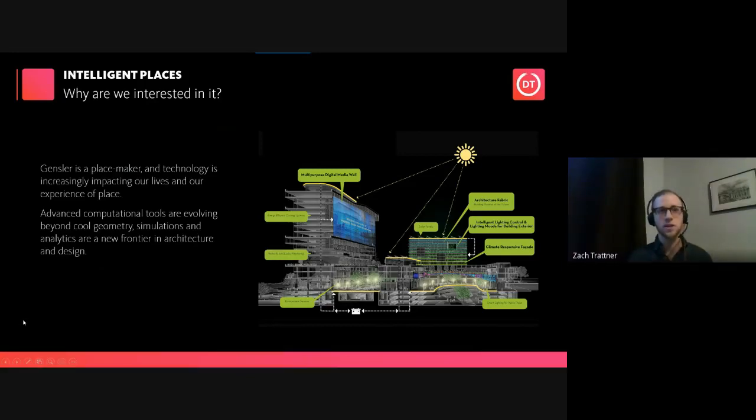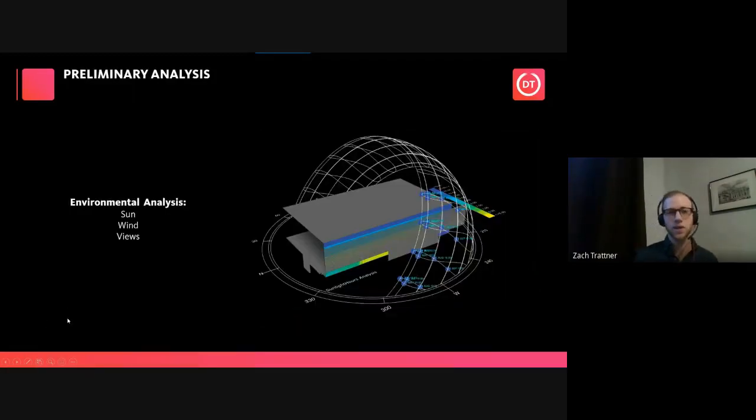So since technology is increasingly impacting our lives and our experience of place, we think that intelligent places is going to be well positioned to steer how that transformation takes place. In the way that advanced computational tools used to be about cool geometries and stuff, we think there's a lot more to it. There's data and analytics.